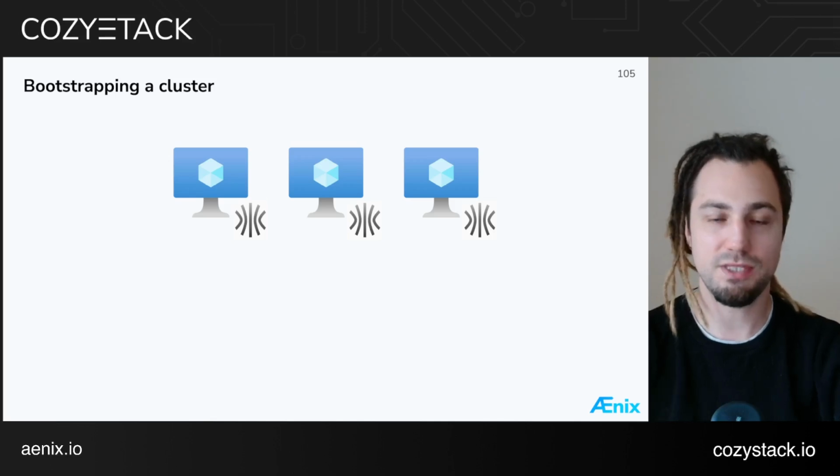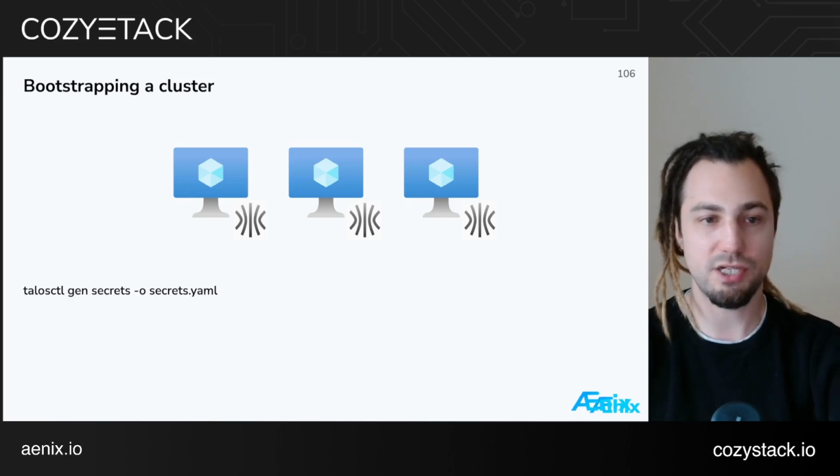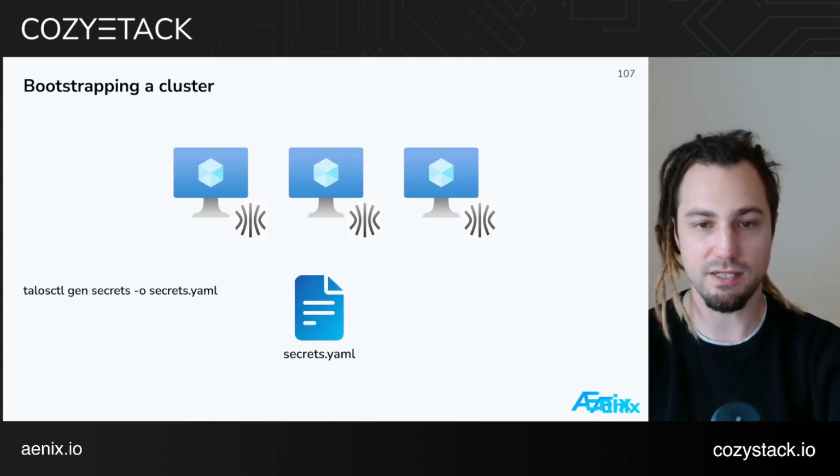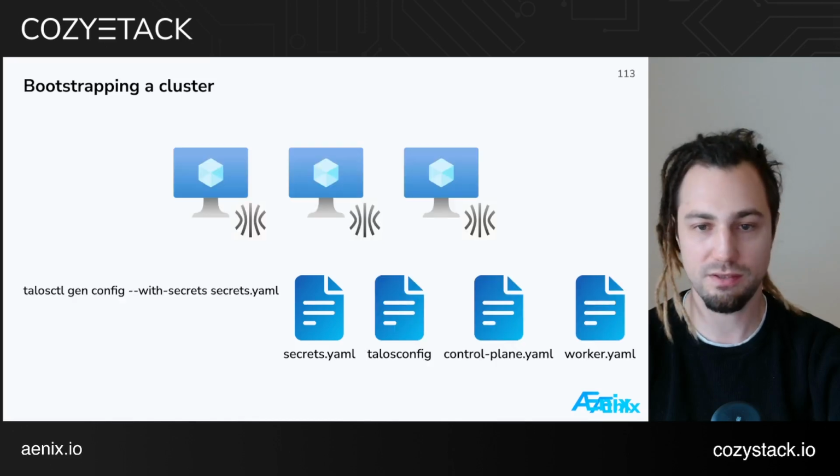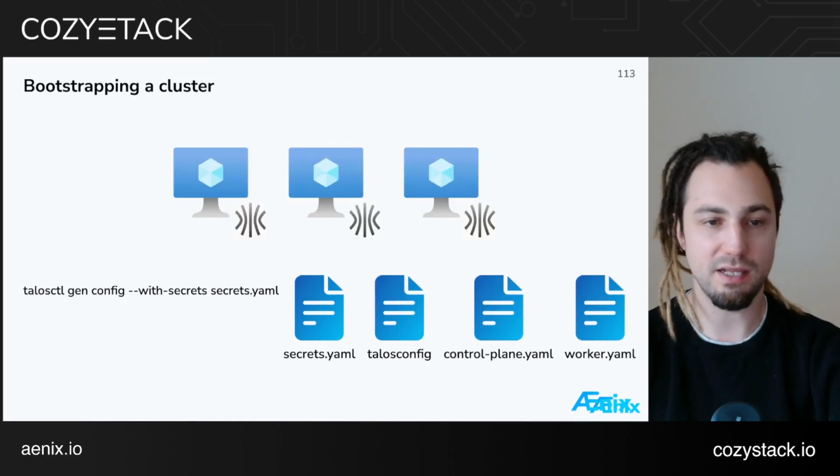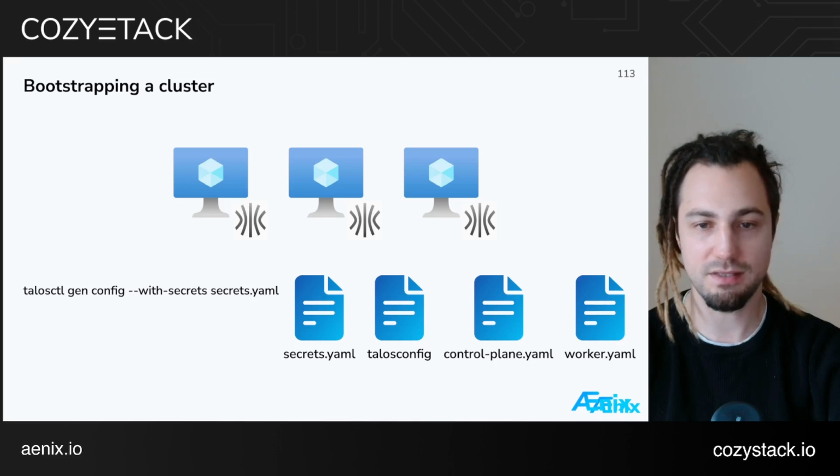They're similar to Kubernetes controllers, which move the real state to the desired state you described in the configuration file. So if you want to bootstrap the whole cluster, you usually need to run commands like talosctl gen secrets. It will create a secrets file with all the secrets for your cluster. And then you can use this file for generating configuration for the other nodes.